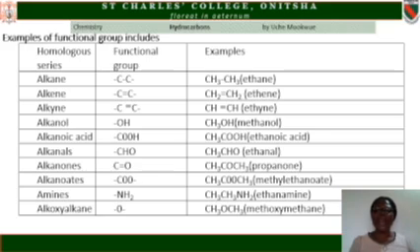The amines have a functional group of NH2. An example is ethanamide. The oxyalkane has a functional group of O, and the example is methoxymethane. So these functional groups are the bonds that are common to every homologous series.